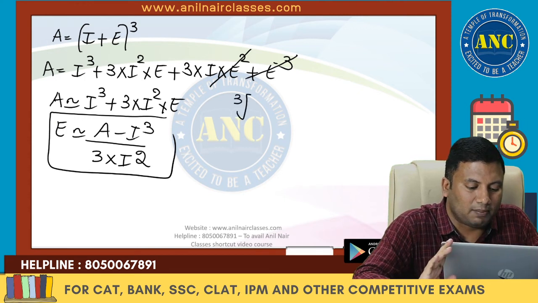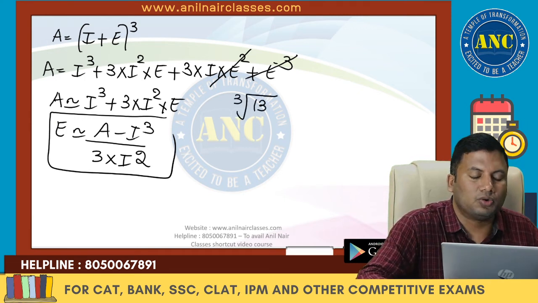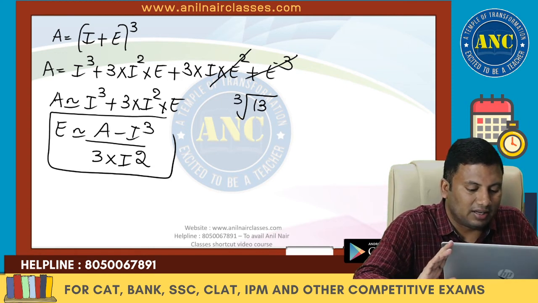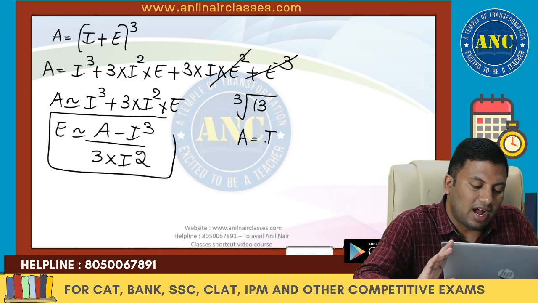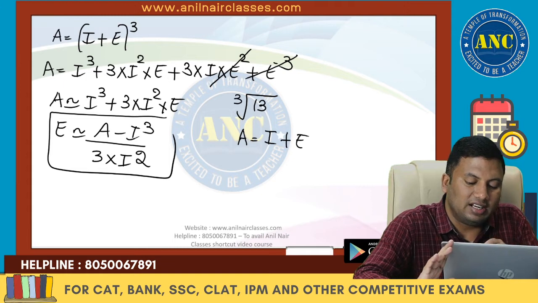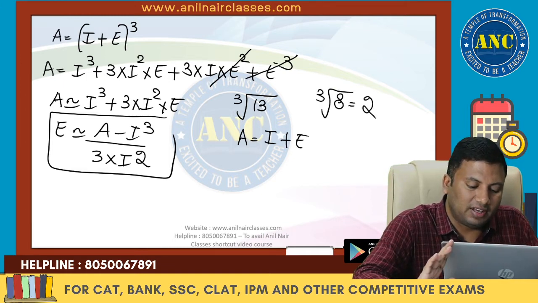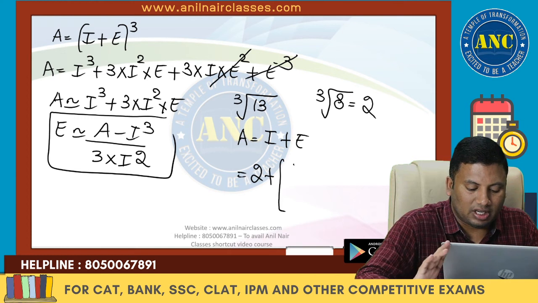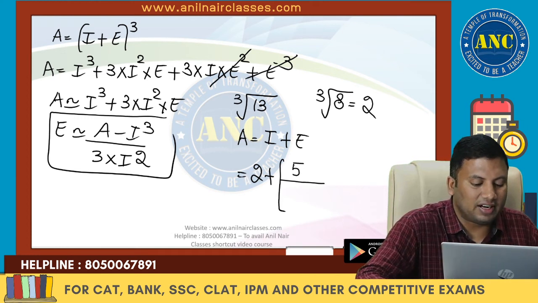Suppose, for example, we require the cube root of 13. First thing, A is nothing but I plus E. What is the integer just less than the cube root of 13? The cube root of 8, which is 2. So 2 plus... the cube root of 8, the cube root of 13. What is the difference? 5.